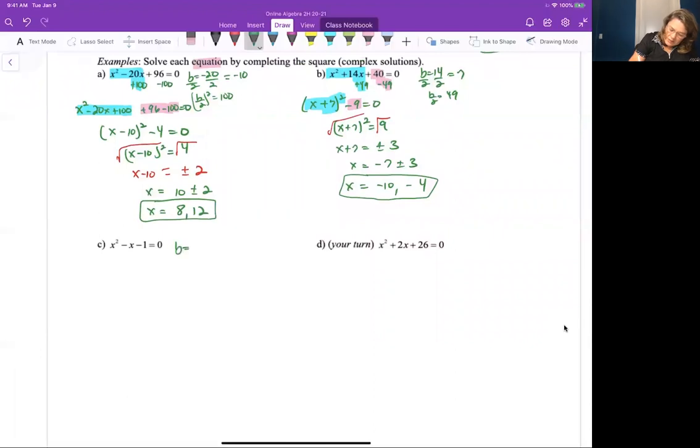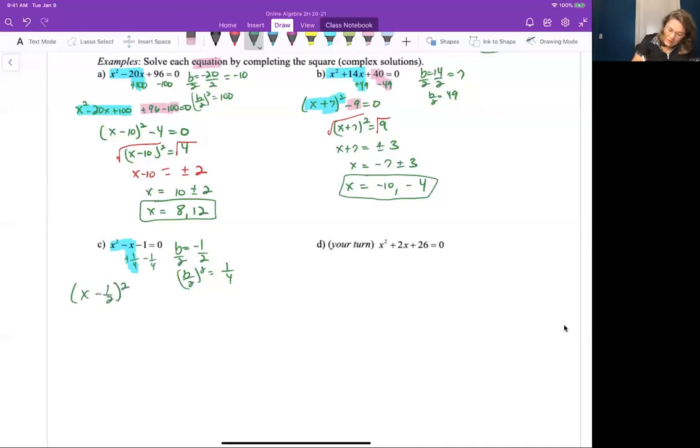b is equal to negative 1. b over 2 is negative 1/2. b over 2 squared is equal to a positive 1/4. I add 1/4. I subtract 1/4 to the expression, and I factor it. The reason for doing that is I have created a perfect square within the expression. I will get x. What was b divided by 2? That was minus 1/2 squared.